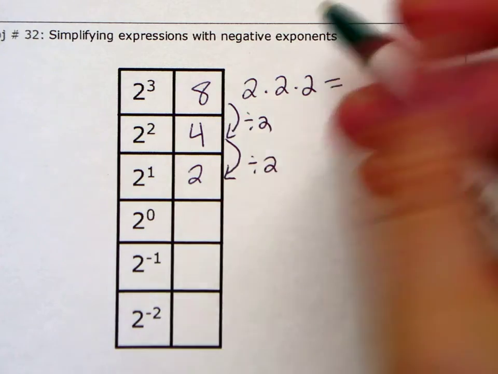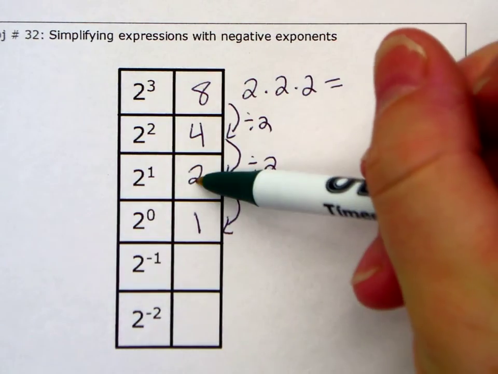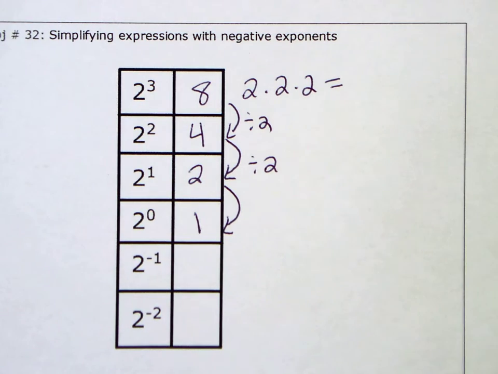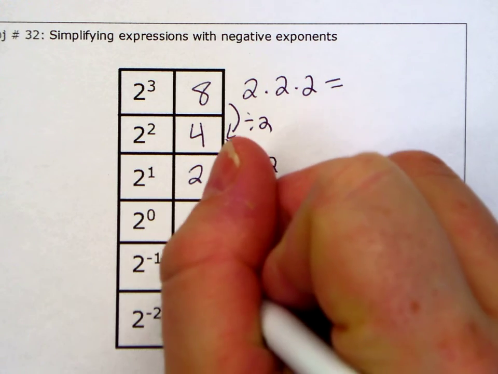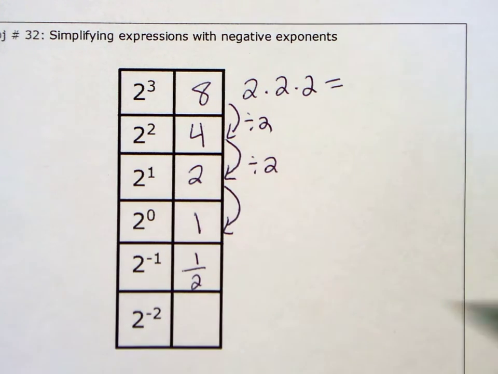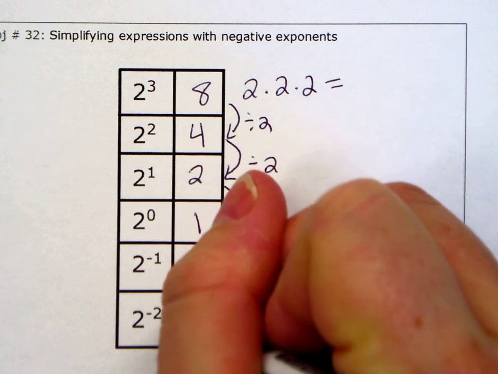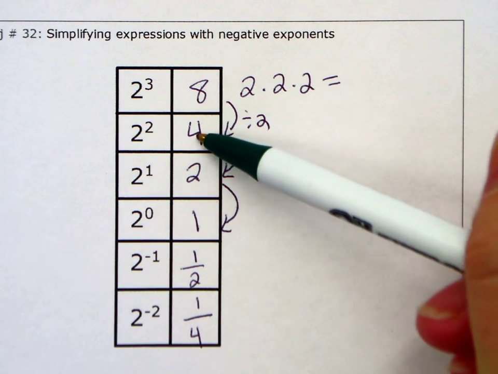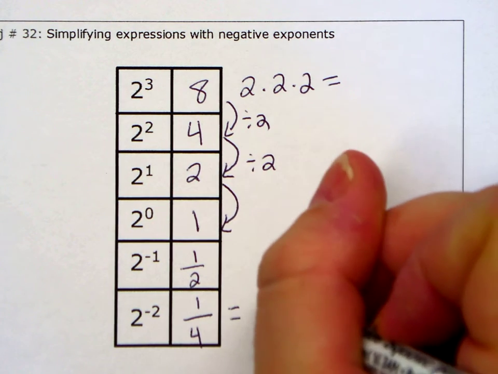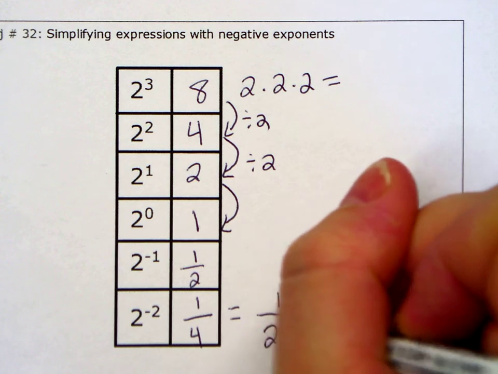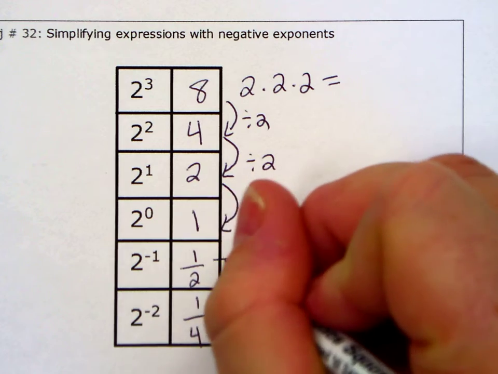So what's 2 to the 0 going to be then? 2 to the 0 is 1 because 2 divided by 2 is 1. How about 2 to the negative 1? Again, divide by 2. 1 divided by 2 is a half. And then divide by 2 again. That's a quarter. Okay. Now, notice 4 is 2 squared, right? So we could actually also think of this as 1 over 2 squared. This is 1 over 2 to the first.